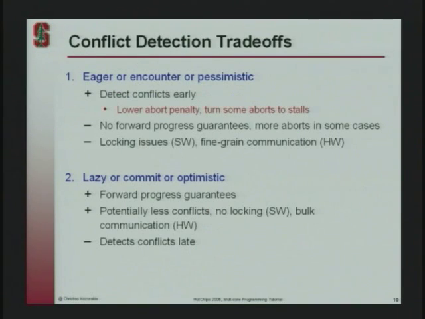So what are the trade-offs here? The pessimistic approach catches the problems, the conflicts, early. So you can deal with some of the stalls in a smart way by stalling, and you can make sure that you don't abort too much work, but you may have some issue with forward progress guarantees. And it's exactly the opposite with the optimistic conflict detection.